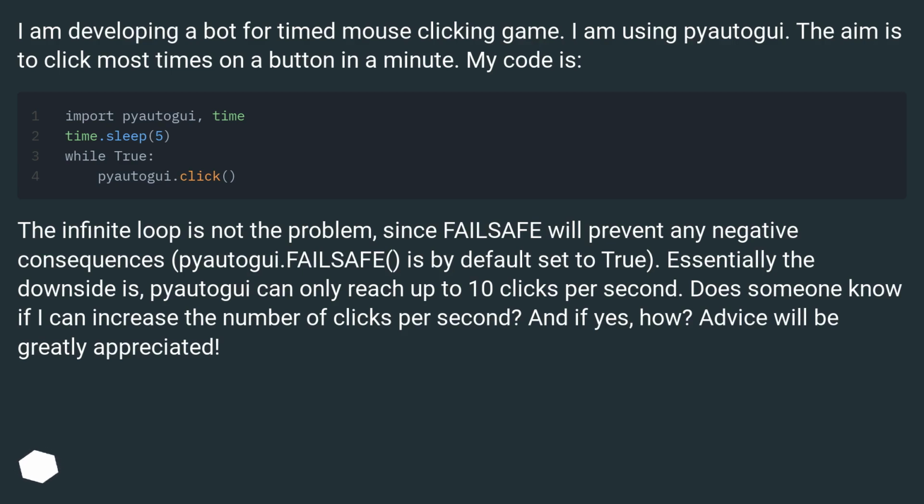The infinite loop is not the problem, since failsafe will prevent any negative consequences. pyautogui.FAILSAFE is by default set to True. Essentially the downside is, pyautogui can only reach up to 10 clicks per second. Does someone know if I can increase the number of clicks per second? And if yes, how? Advice will be greatly appreciated.